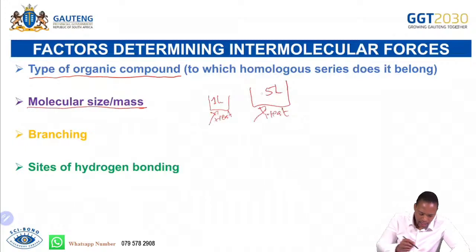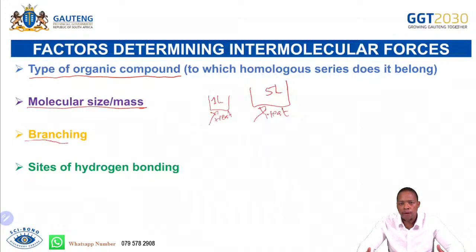Factor number 3 that I want you to look at is the branching. Because most of the time we'll also be given names and structures. If you're given a name, please turn it into a structure. Always try to work with structures. Okay, check the branching there.